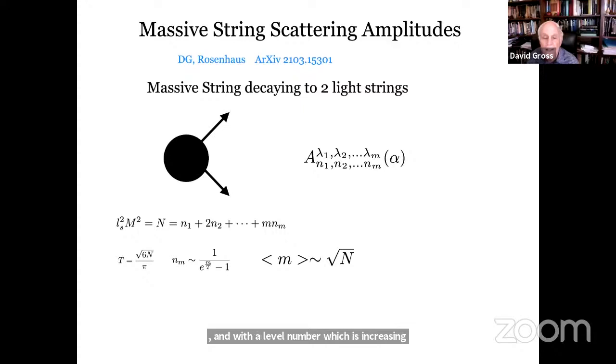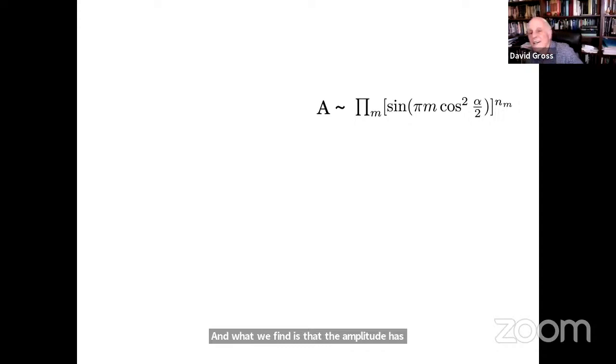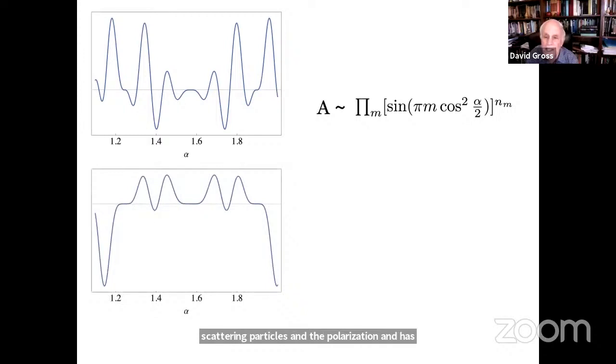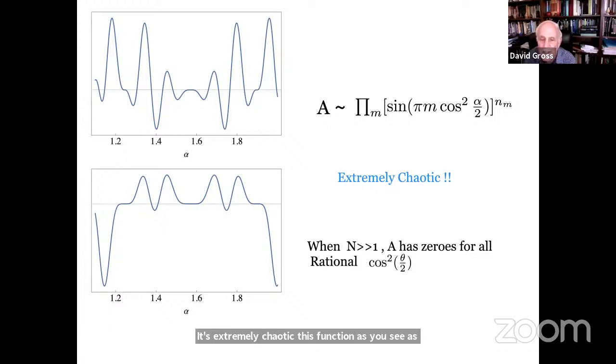And what we find is that the amplitude has a very interesting dependence on the angle of the scattering particles and their polarization, and has extremely chaotic behavior, which varies very sensitively as one varies this angle or varies the polarization or changes by a very small amount the nature of the black hole microstate. It's extremely chaotic. This function, as you see, has zeros for all rational values of the square of the cosine of half the angle. Nothing could be more chaotic, and might be an indication of the chaotic dynamics of these microstates, which might be identified as black hole microstates.